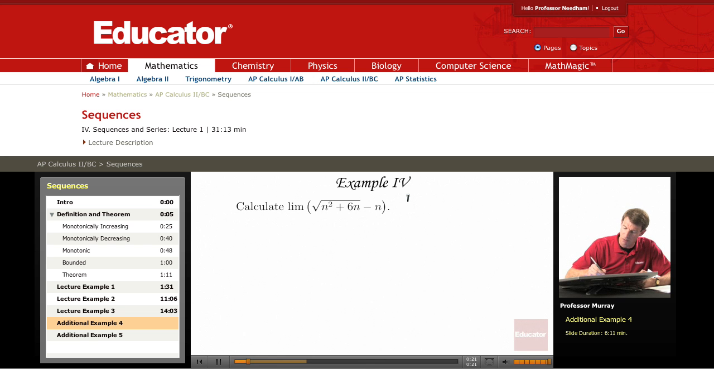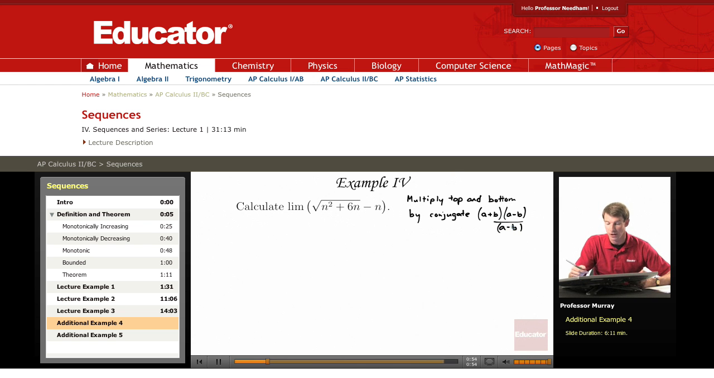And the trick is to multiply top and bottom by the conjugate. What I mean by the conjugate is if you have an expression like a plus b, you multiply it by a minus b over a minus b. So if you have a plus b, you multiply it by a minus b. If you have a minus b, you multiply it by a plus b.